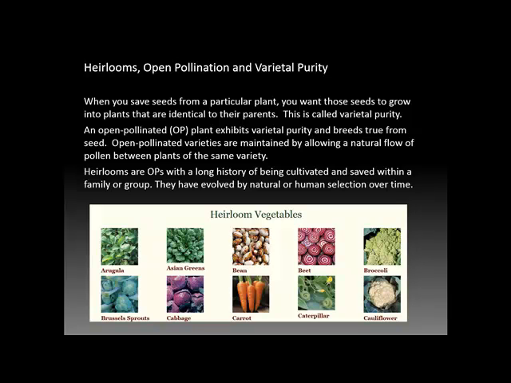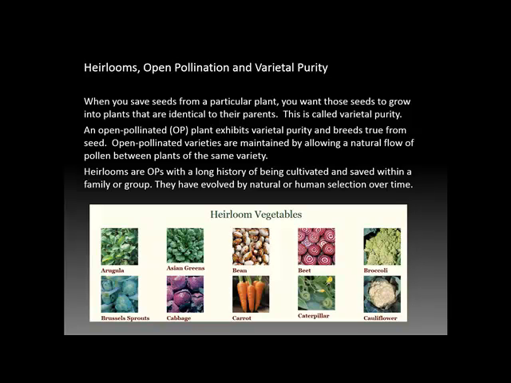So when you save seeds from a particular plant, and especially if it's an heirloom variety, you want those seeds to grow up into plants that have the identical taste and appearance and disease resistance and other qualities as their parents. This is called varietal purity. An open pollinated plant exhibits varietal purity and breeds true from seed, but they're maintained by allowing a natural flow of pollen between plants of the same variety.